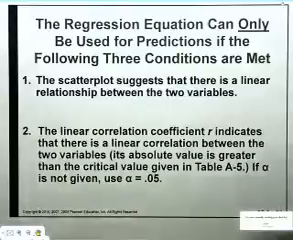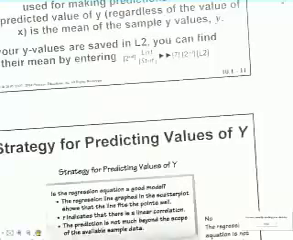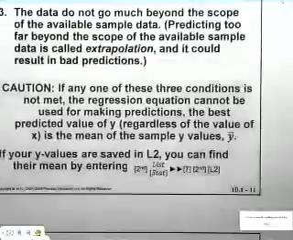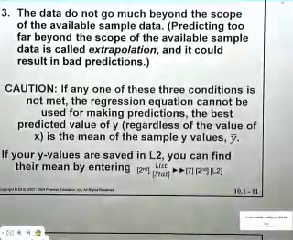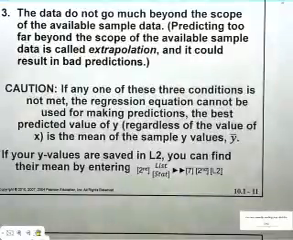And then number three, the data do not go much beyond the scope of the available sample data. When I said our pizza and Subway fare fell in the years 1960 to 2003, you wouldn't want to use that same line to make a prediction about the year 2500. It's just too far out there. So that's another thing you need to check. If any one of those three conditions is not met, you can't use your regression equation.